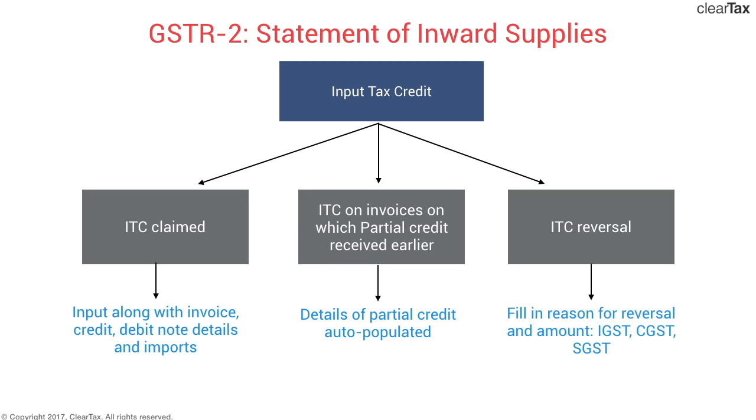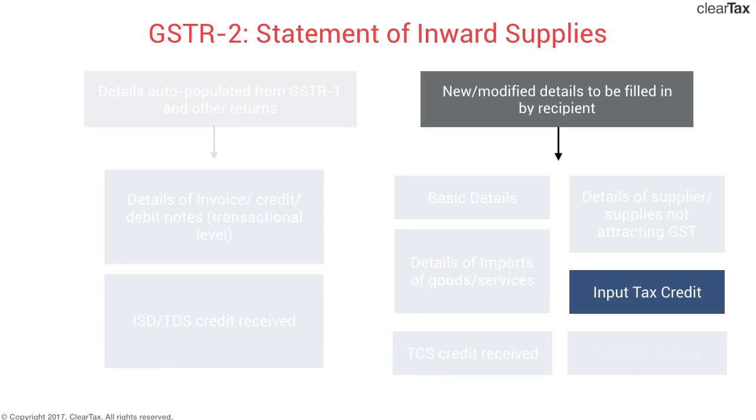The third and last category under input tax credit relates to reversals. This can be for any reason. Maybe you've claimed excess credit in previous period, or you've realized that there's double taxation, anything of that sort. You'll have to fill out the reason for reversal, which is available as a drop-down menu. You have to choose one of those reasons and fill out the amount of IGST or CGST or SGST that you're reversing through this return. That's all. Input tax credit. This is the most important detail under GSTR2.